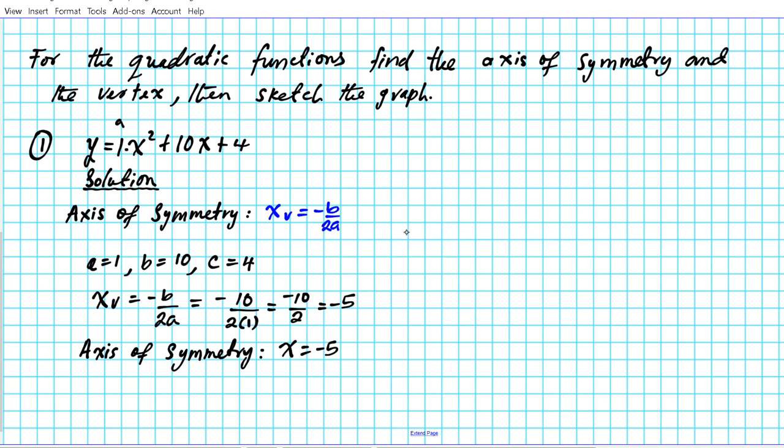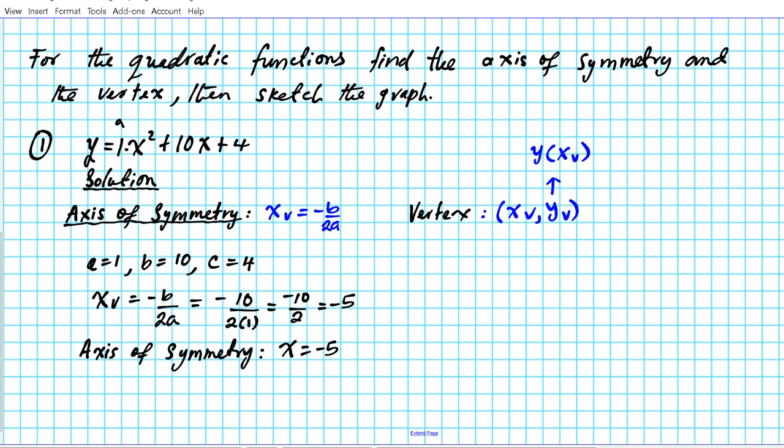All right, the next thing we need to find is the vertex. Okay, so to find the vertex, we're going to use the formula x of v and y of v. Okay, so the vertex is going to be the x-coordinate of the vertex, comma, the y-coordinate of the vertex. Okay, and to find the y-coordinate of the vertex, you're basically going to be evaluating the function at the x-coordinate of the vertex. All right, so let's go ahead and do it.